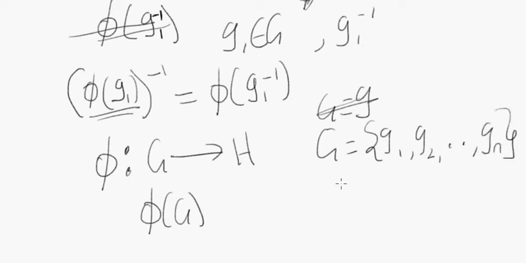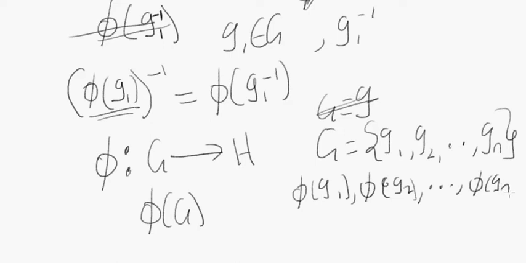And then we consider phi of G1, right? That will give us something in H, right? That's what the function does. Then we consider phi of G2, all right? And all the way to phi of Gn, all right? So this gives us some other subset of H. So we're actually going to call this phi of G. That is the image of the entire group, where phi sends G1 to phi of G1, G2 to phi of G2, G3 to phi of G3, Gn to phi of Gn. Right? And phi of G is otherwise known as the image of phi, right?